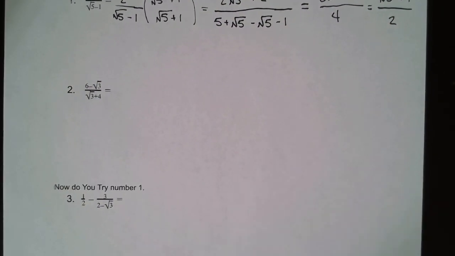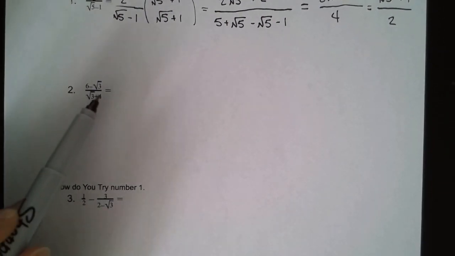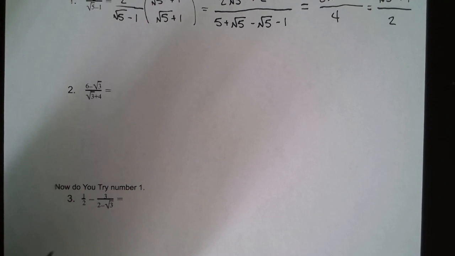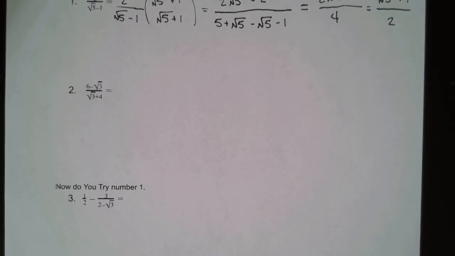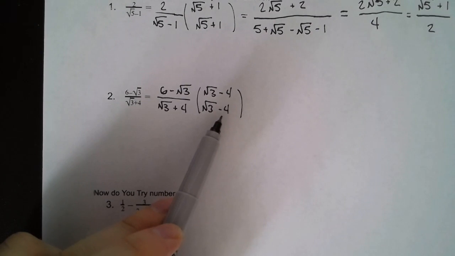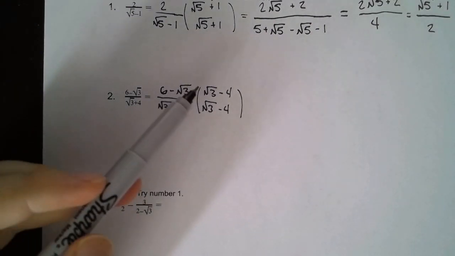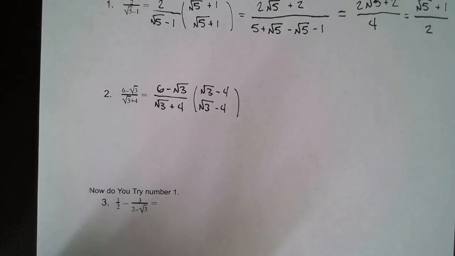So let's go ahead and take a look at number 2. We need to do the same thing here. To rationalize this, we need to multiply it by the conjugate of this in the denominator. So we need to multiply everything by root 3 minus 4. I'm going to go ahead and write that out now. So the conjugate of this, we just change the sign to negative, and we multiply the top and the bottom by this root 3 negative 4.